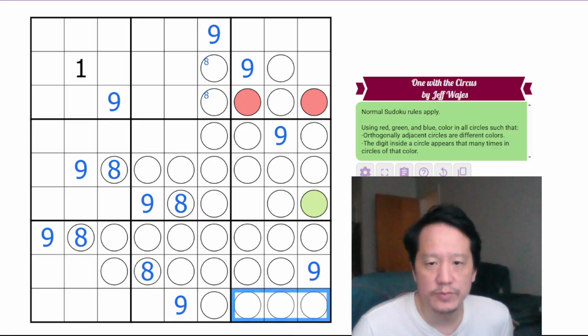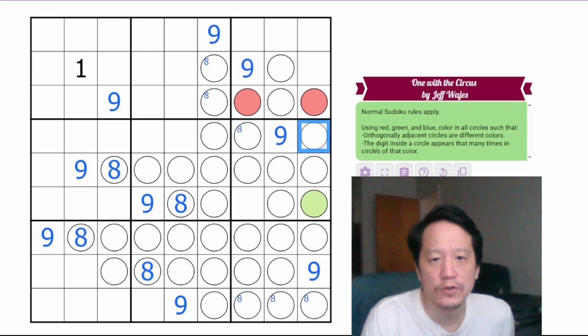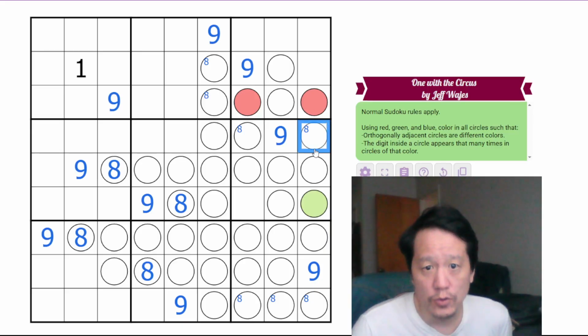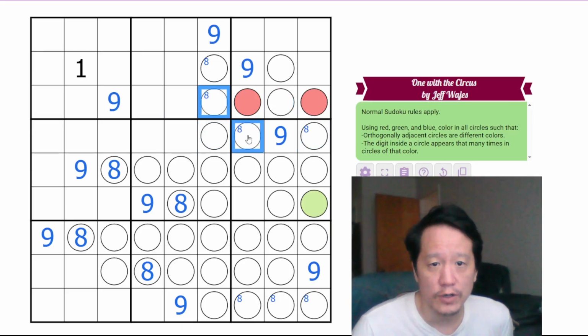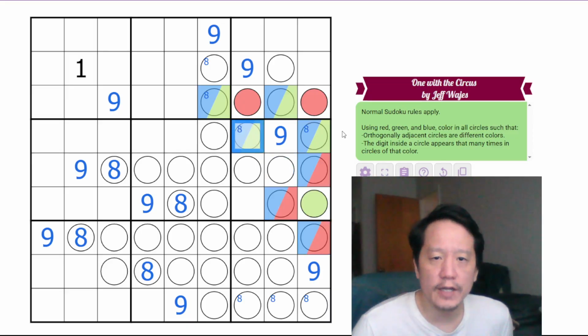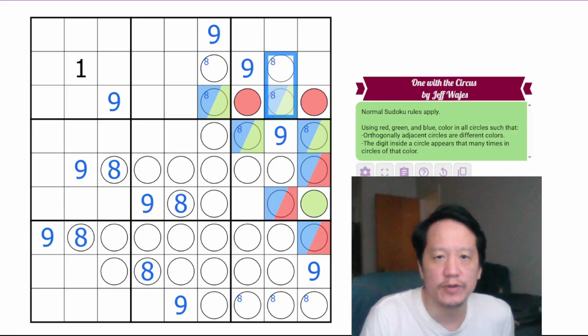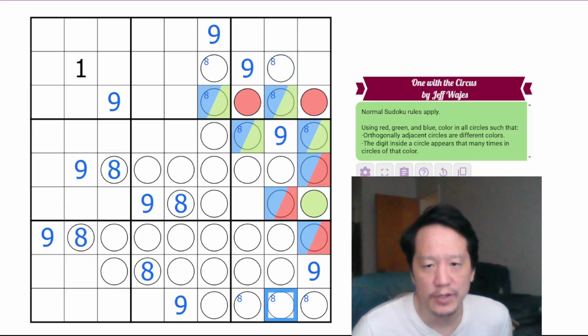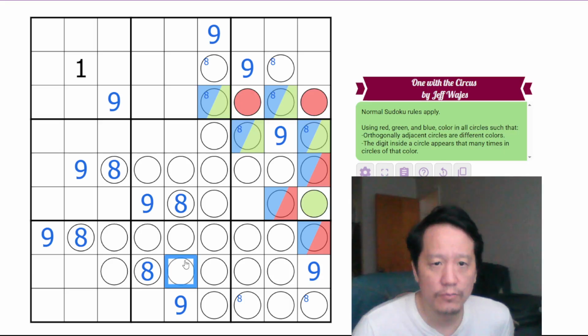That means 8 has to be one of these 3. 8 must be one of these 2, which are blue or green. So therefore, these are blue or green. These are blue or red. So 8 is in a blue or green circle. So it cannot be in red. So 8 does have to be one of these two, which means this can't be 8 here.